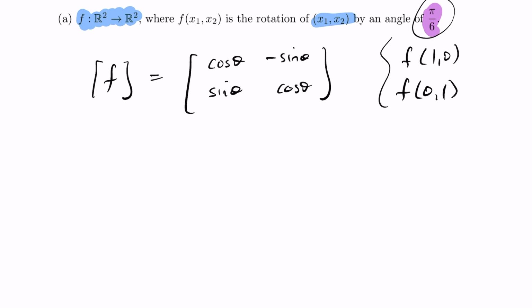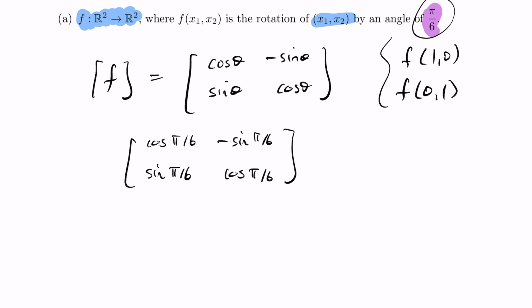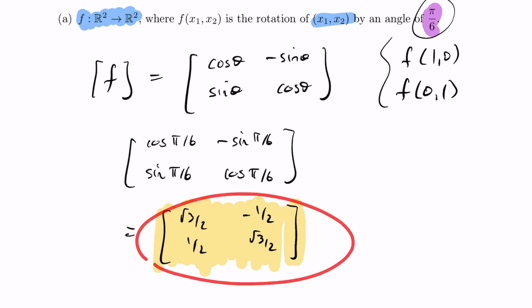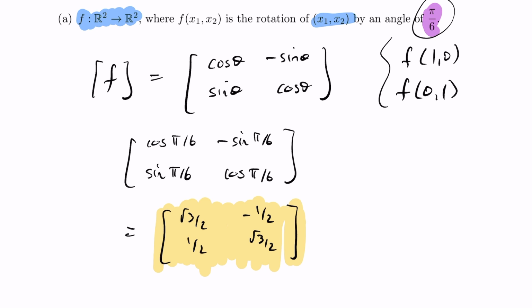So the matrix that we're interested in evaluating is going to be cos of pi over 6, sine of pi over 6, negative sine of pi over 6, and cos of pi over 6. Computing and simplifying this, I end up getting root 3 over 2, minus a half, and 1/2, root 3 over 2. So this is the matrix such that it'll rotate any given vector by an angle of pi over 6, or 30 degrees. Let's take a look at another example.